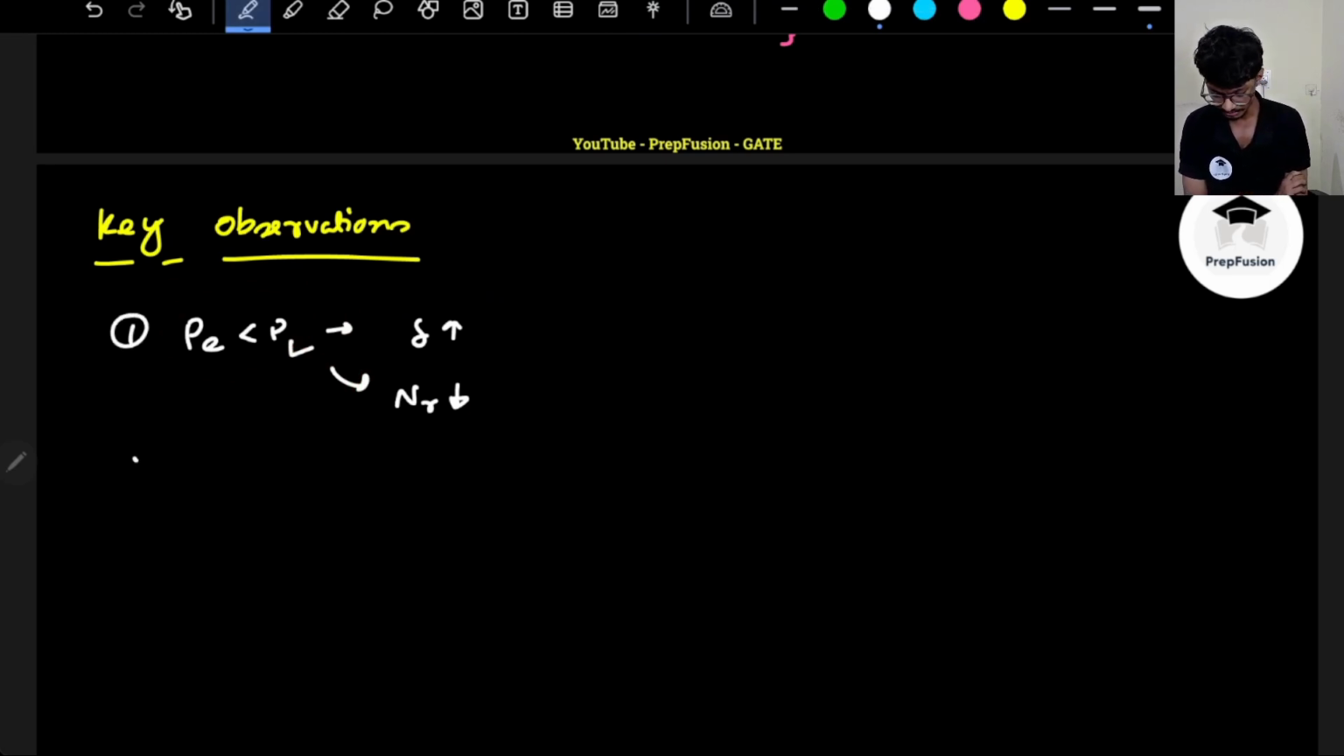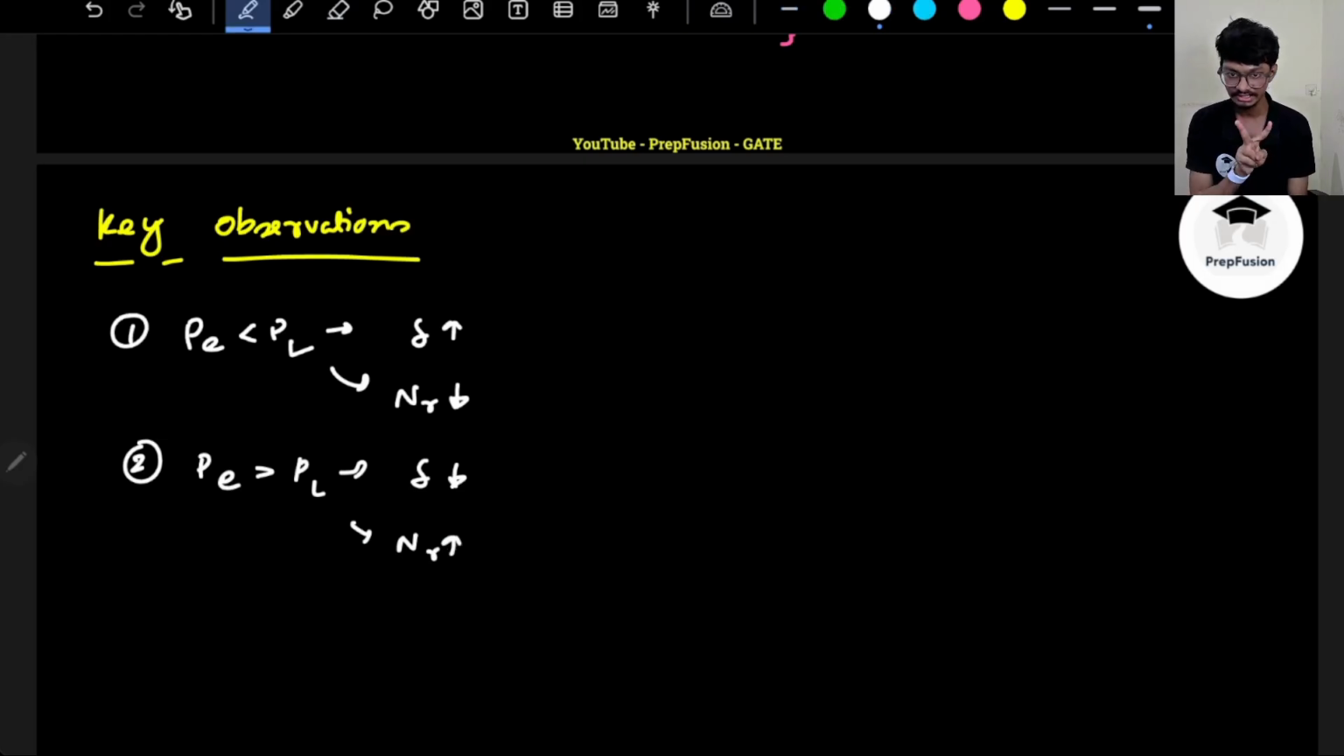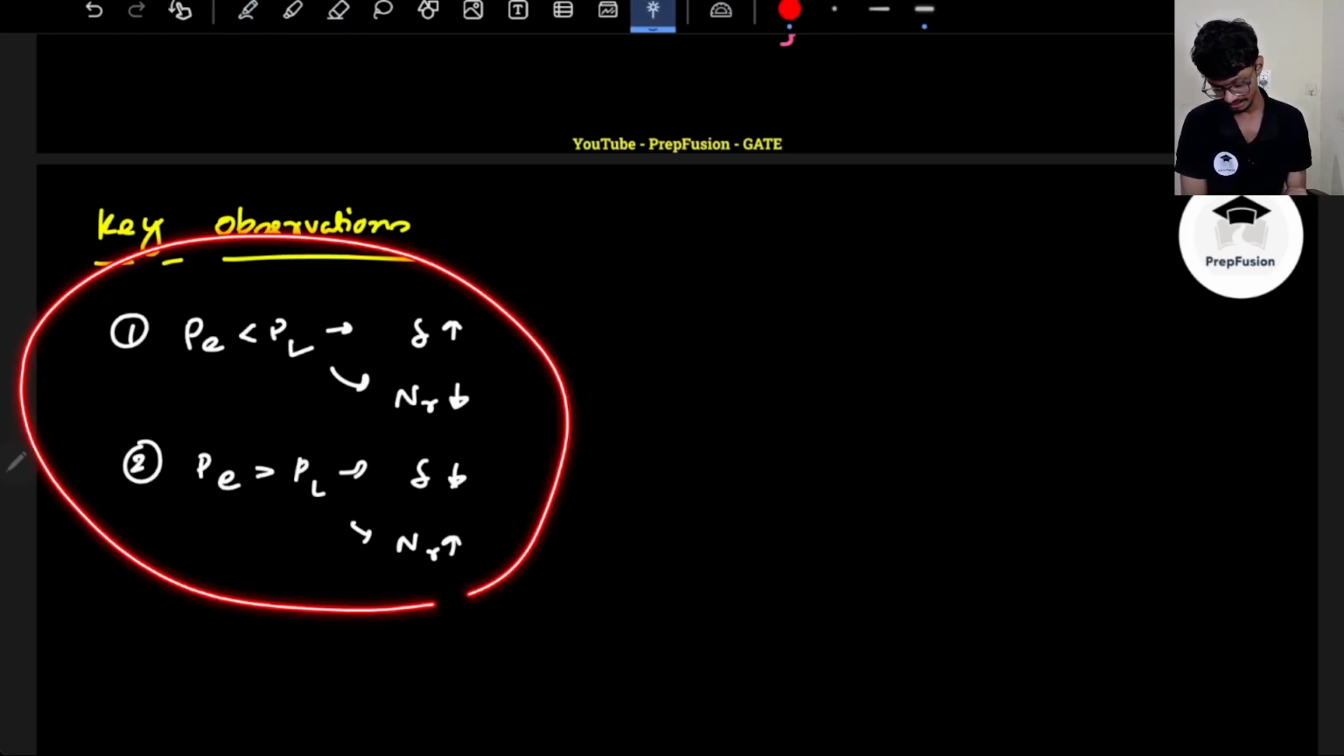The next key observation is, if PE is greater than PL, then my delta will reduce, because it will try to come back to steady state. Why? PE is greater than PL, that means my omega NR is trying to increase. If NR is increased, the relative angle will again reduce. Already I have explained this, I will not explain it again and again. So these are the two cases that you have to understand.